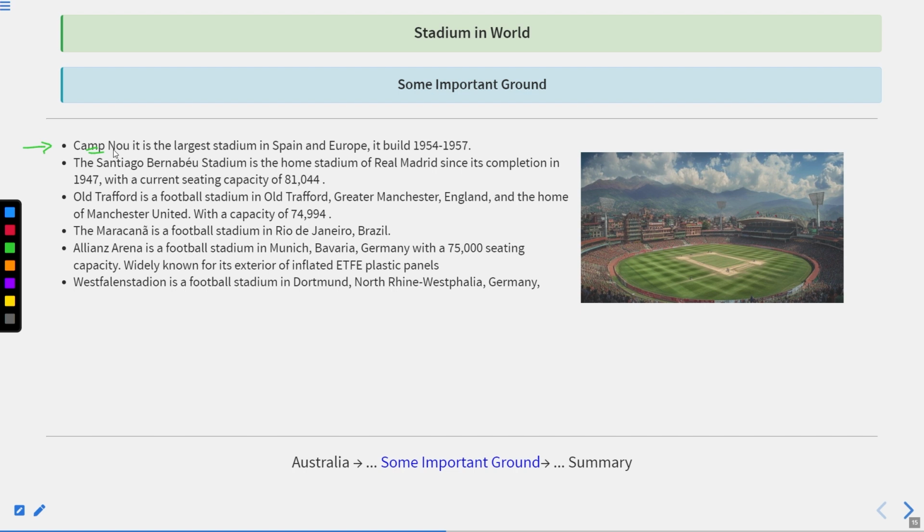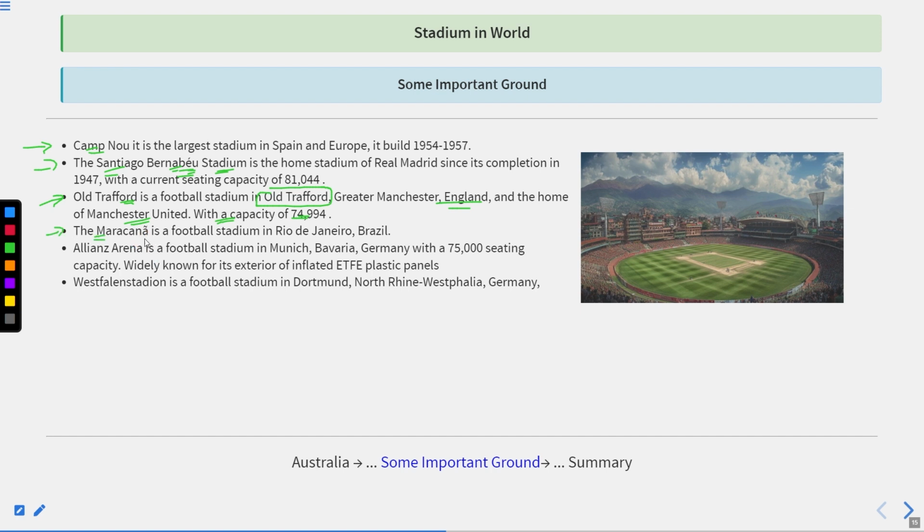Camp Nou, the largest stadium in Spain and Europe, built around 1954 to 1957. Santiago Bernabeu Stadium, home stadium of Real Madrid since its completion in 1947, with a current seating capacity of 81,044. Old Trafford, a football stadium in Old Trafford, Greater Manchester, England, and home of Manchester United Football Club, with a capacity of holding 74,994 people.